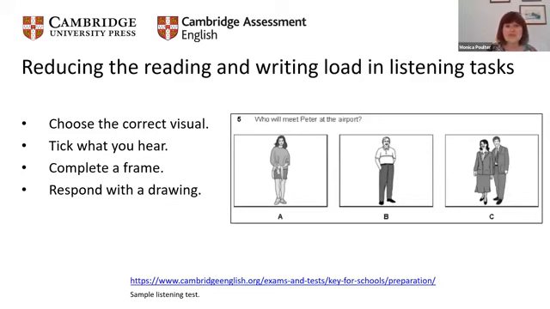Another thing that you can do is respond with a drawing, and this works really well if you have describing a place or describing a house or describing a person. You can simply draw the person or place.